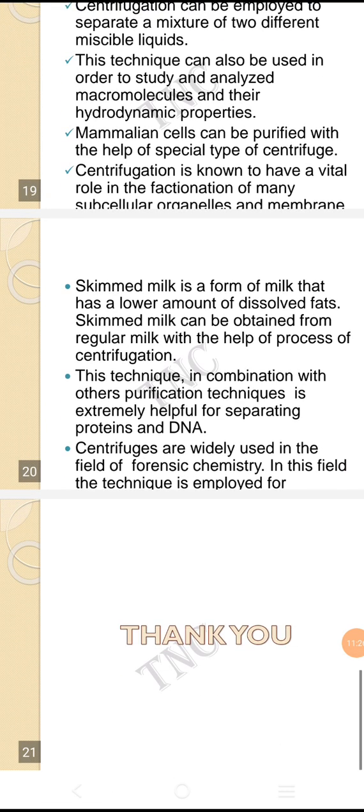Skimmed milk is a form of milk that has a lower amount of dissolved fats, made from regular milk with the help of centrifugation. The centrifuge is also widely used in the field of forensic chemistry, where the technique is employed to detect DNA samples. It is useful to identify who the victim is in a particular case. So in the forensic department it is also used widely. This is how the centrifuge instrument is used in biological, clinical, as well as forensic industries.